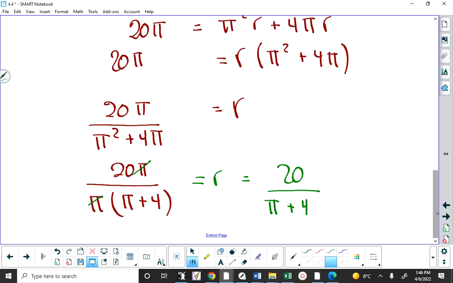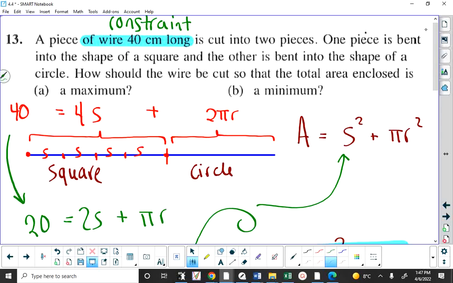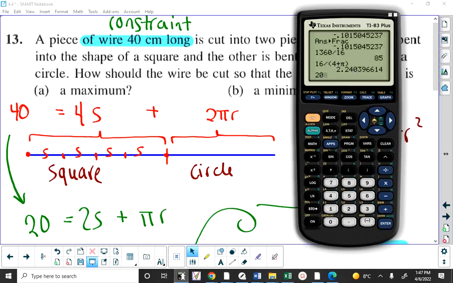They're saying, how should we cut it? Right? So r is 20 over pi plus 4, we have to take 2 times pi times 20 over pi plus 4 to find out the length that we cut for the circle, and the rest will be for the square. So do you have the answers handy? Can somebody, can we find them? And I will do my calculations. 20 divided by 4 plus pi is this. Now that's just r. So pi times r times 2 is the circumference.